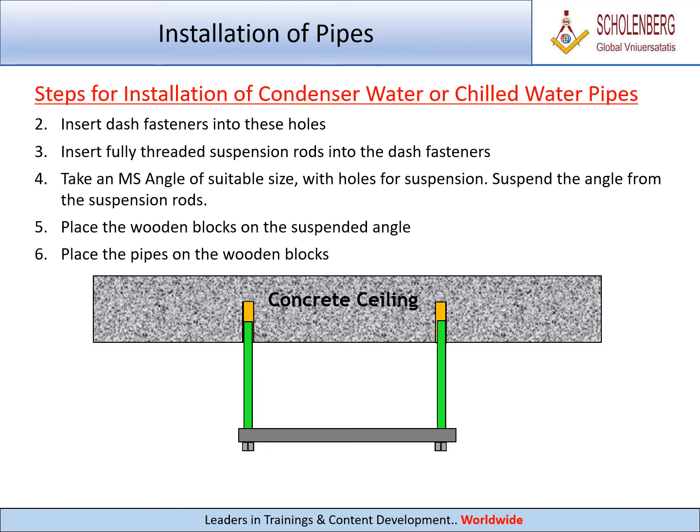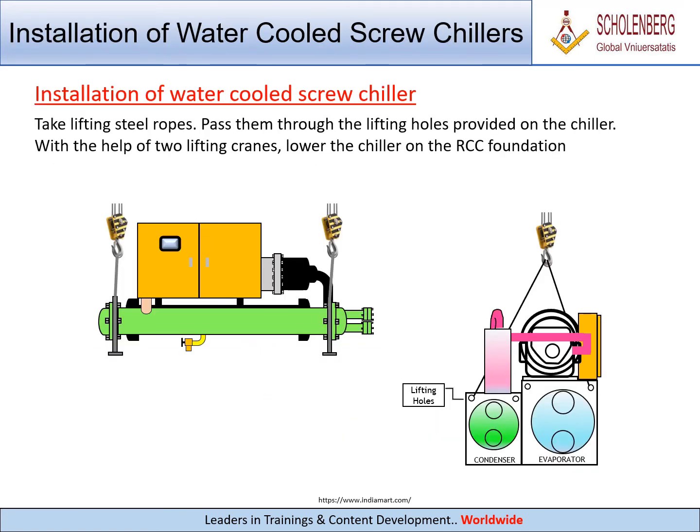5. Place the wooden blocks on the suspended angle. 6. Place the pipes on the wooden block. Take lifting steel ropes. Pass them through the lifting holes provided on the chiller. With the help of 2 lifting cranes, lower the chiller on the RCC foundation.